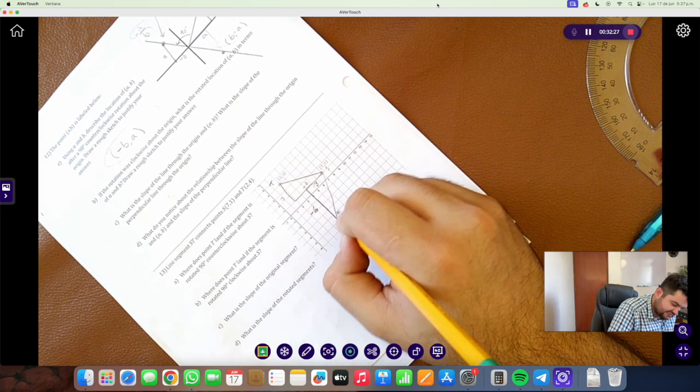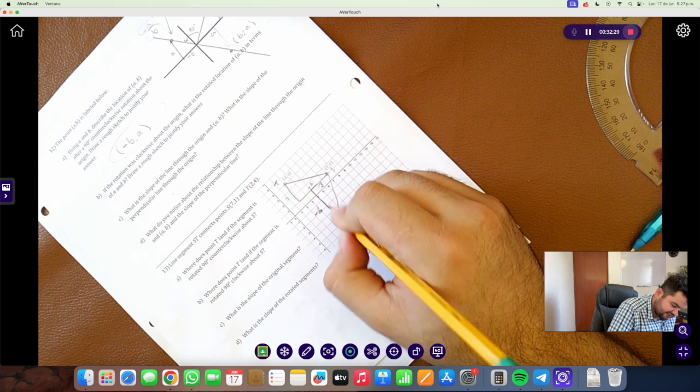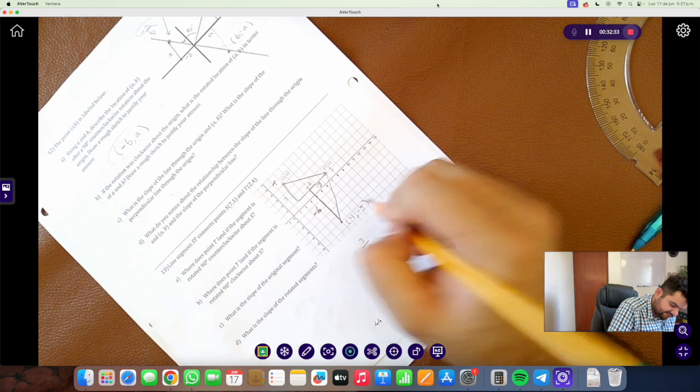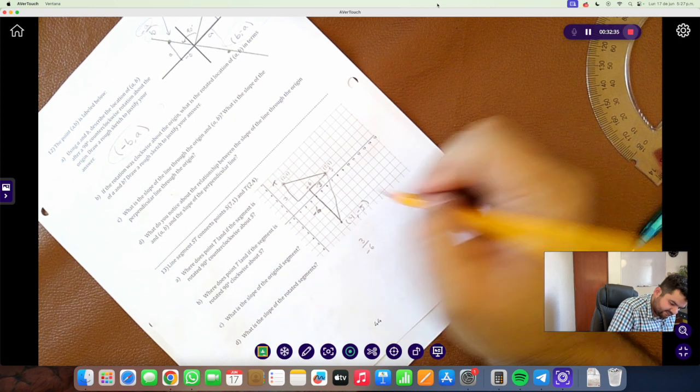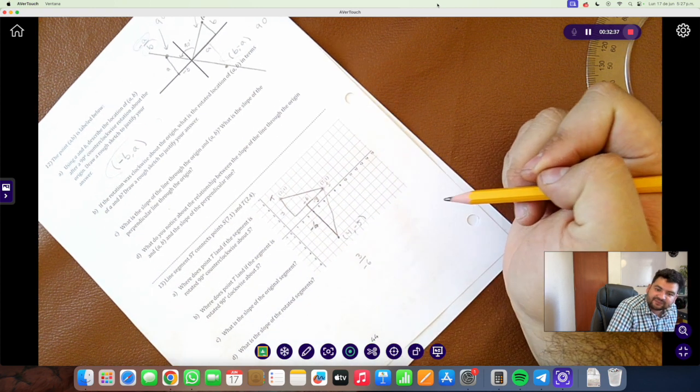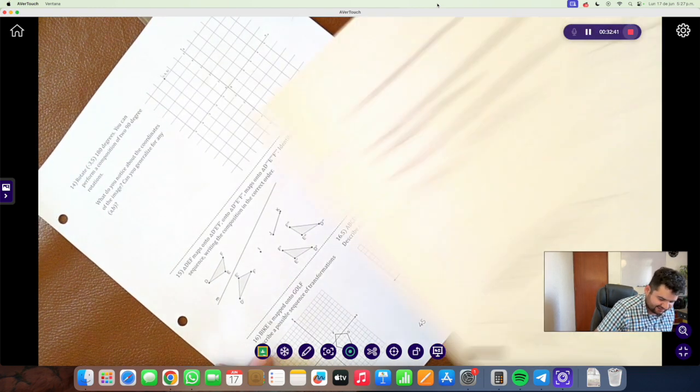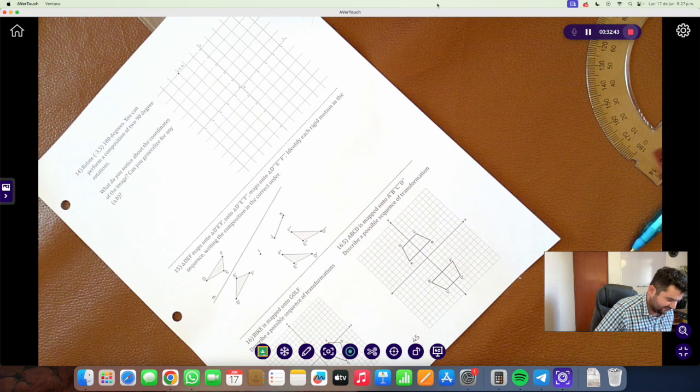Now here is the image. Here at 4, negative 5. And so these slopes are perpendicular. Okay, I hope that it makes sense. Hard to follow, I understand.